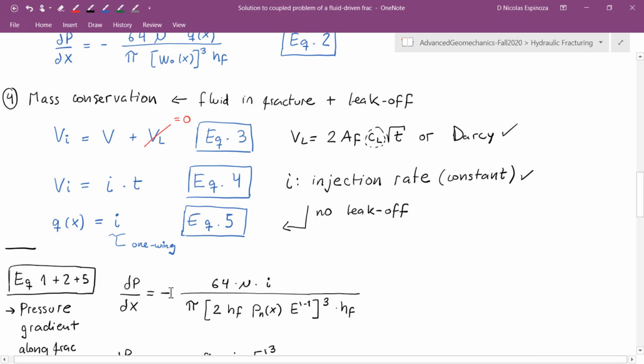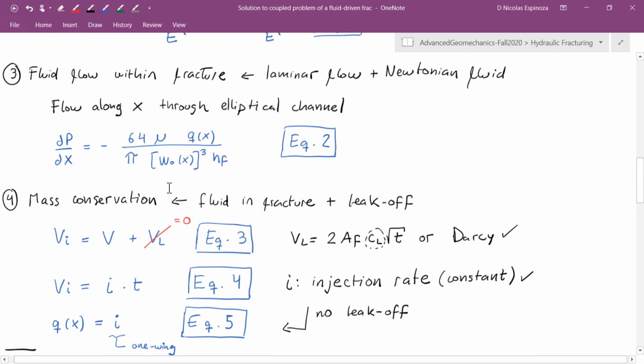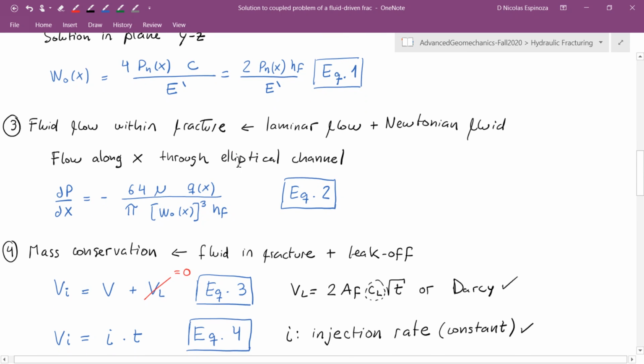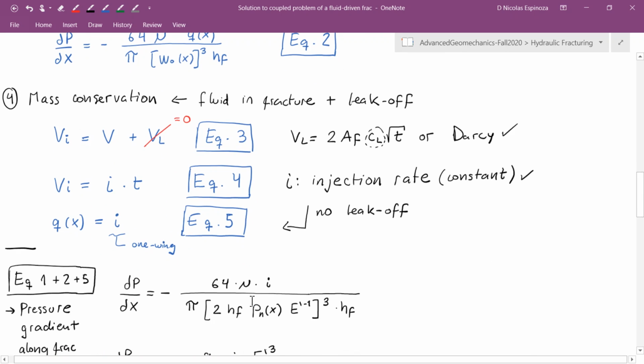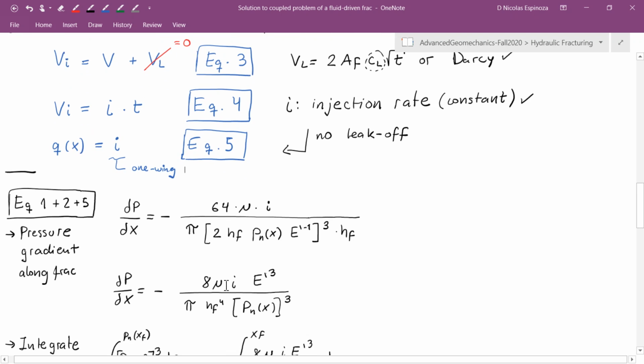All right, then from equation 2, the width is what I have from Griffith, which is right here. And also replacing Q by I, this is the equation I get. So Q now is I instead of the width. Now I have the solution from Griffith. And this equation tells me that the pressure gradient along the fracture is going to be a function of all these parameters. Some of them are constant, some others are not. Particularly the net pressure along the direction x is not a constant. All right, so I can simplify that.